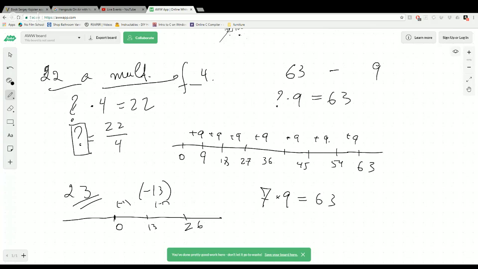There is no integer amount of times I could count by negative 13s to get to 23. So the answer is no. 23 is not a multiple of negative 13.